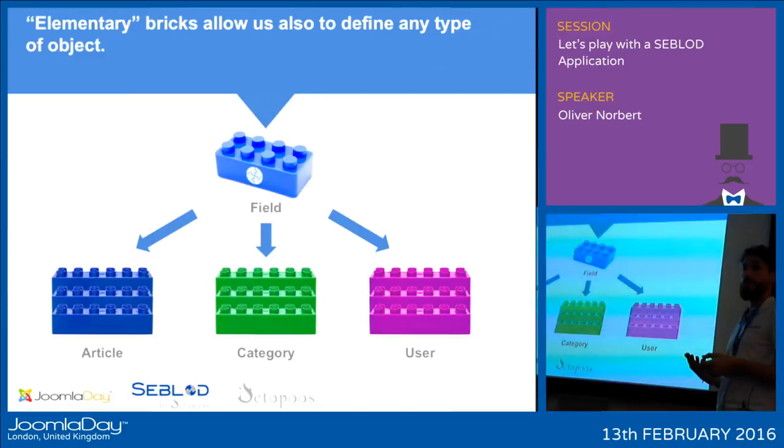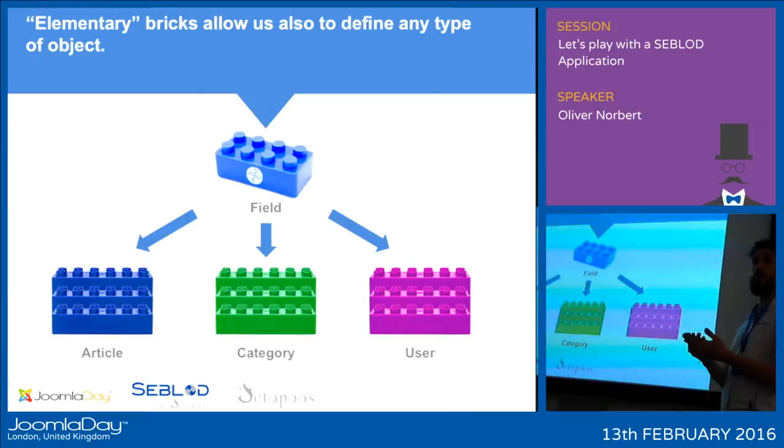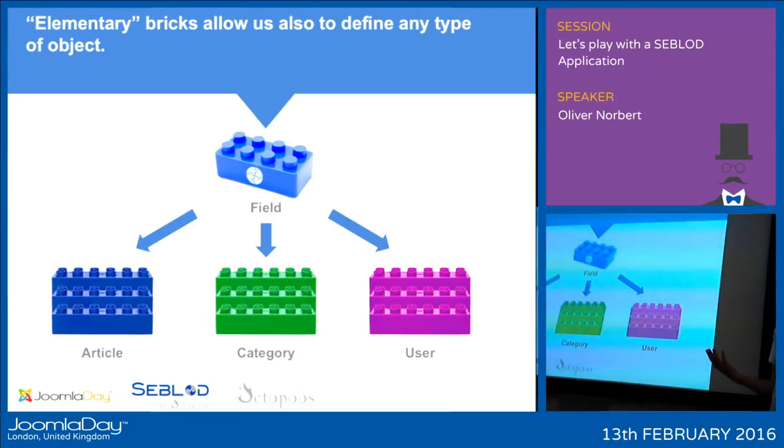Okay, for the user, you can extend the user profile. So for a registration, this means when a user wants to register on a website, basically you have the username, password, the email, but you can add what you want. You have the Joomla profile fields existing, so last name, first name and everything, but you can add, I don't know, a registration number for an event. You can add the company, you can add what you want, okay? Any type of fields.